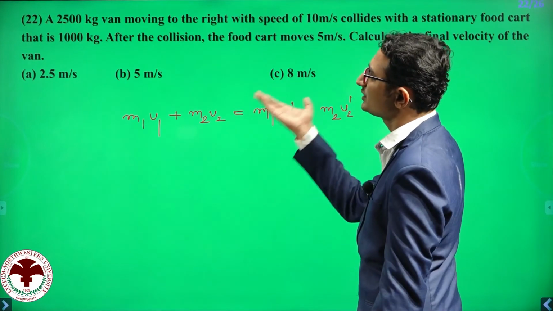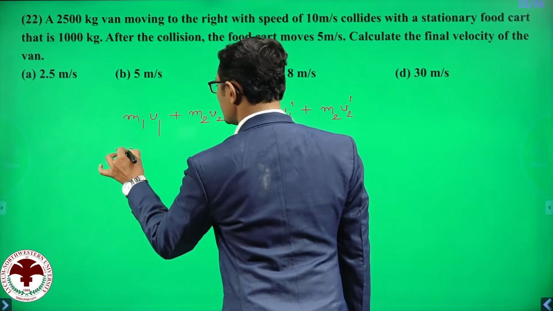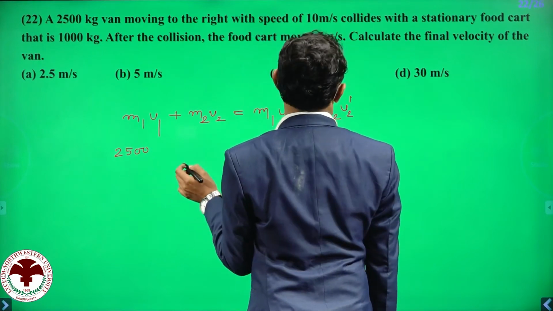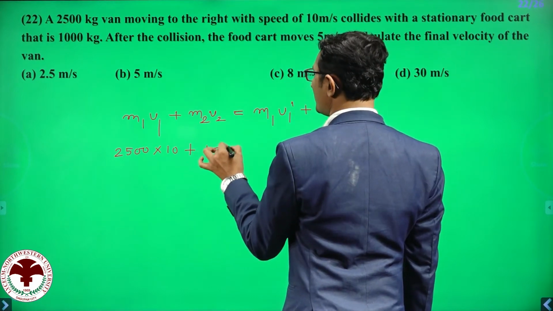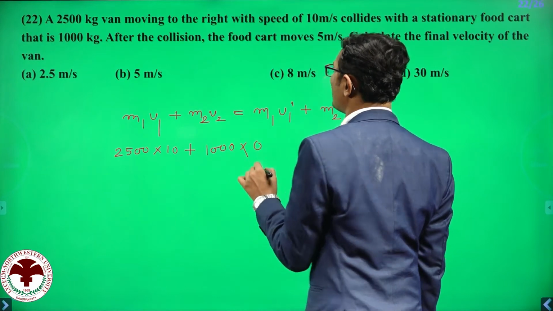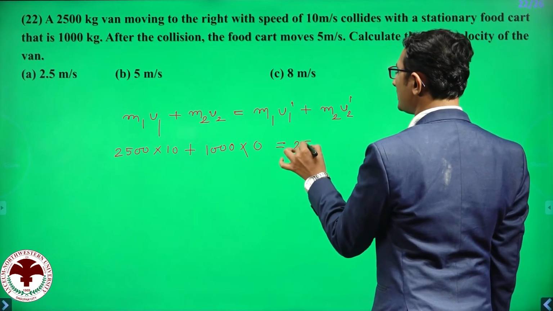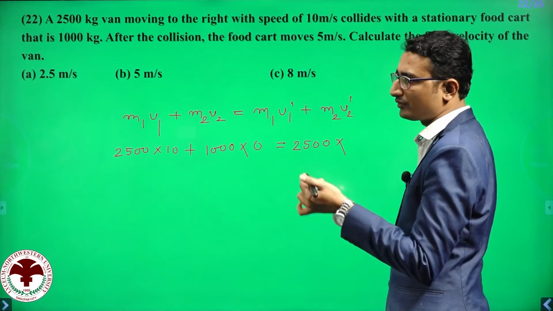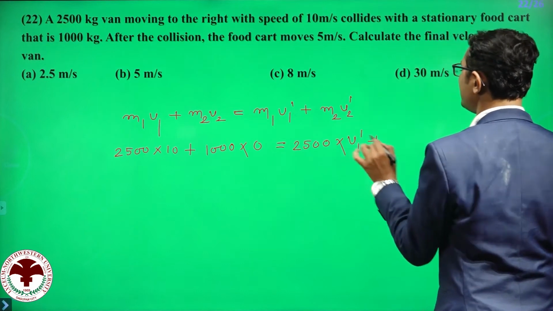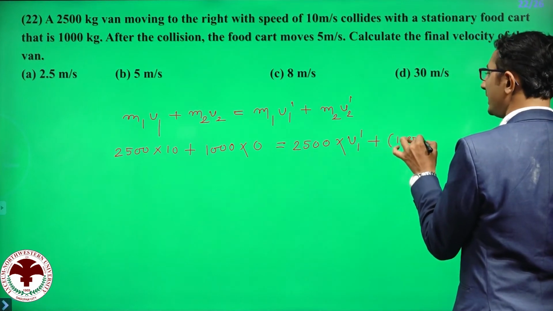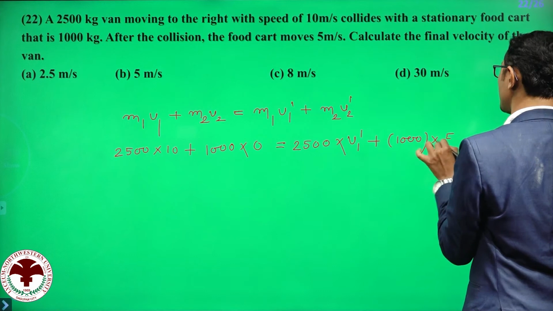Okay, put the values which are given in the question. m1 is the mass of the van, that is 2500, into v1, the velocity, 10, plus m2, the mass of the food cart, that is 1000, into v2, the velocity before collision, but it is 0 because it is given in the question that it is stationary, equals m1, the mass of the van, 2500, into v1 dash, the velocity of the van after the collision that we want to find, so it will remain as it is, plus m2, the mass of the food cart, 1000, into v2 dash, the velocity of the food cart after the collision, which is given as 5 meters per second in the question, so it is 5.